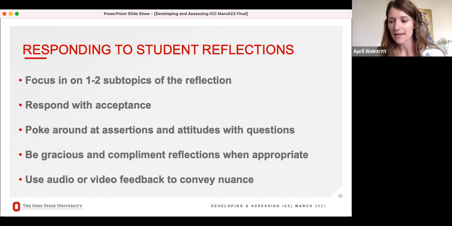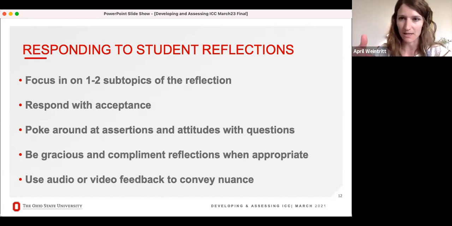But firstly, we focus in on one to two subtopics of a reflection. I identify an area, maximum two, in which students can think further, specifically getting at process questions of why and how. It's really important to recognize that we don't need to respond to everything all the time. This is an opportunity for students to think through their own experiences, not one in which we need to parrot back to them in academic language where they are in a certain process. We are in a support role in this way.